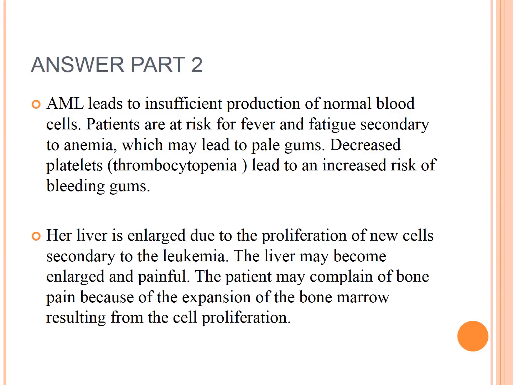And then the liver is enlarged. Remember, when I talk about those abnormal cells taking over and infiltrating the liver and the spleen, everything becomes enlarged. So it's due to the proliferation of new cells. All right, so it can be enlarged and painful, and bone pain can also occur because of the expansion of the bone marrow.